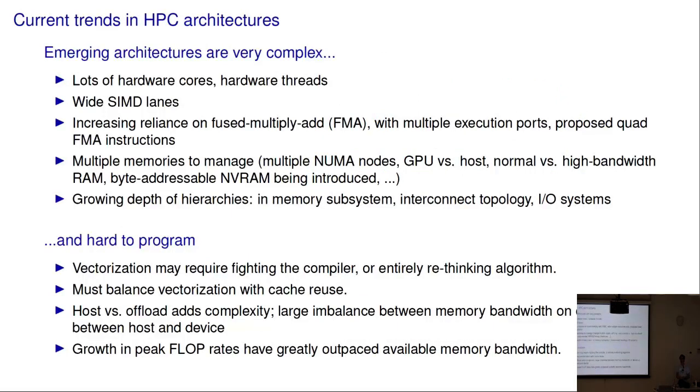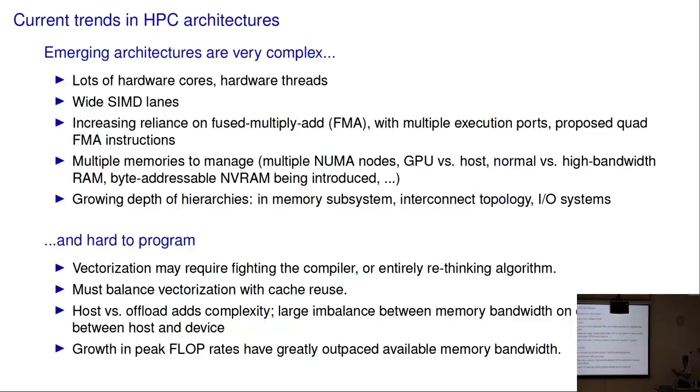So what this means in terms of practical considerations is that these emerging architectures that are coming out in the last several years are getting pretty complex. You've got a lot of hardware cores, a lot of hardware threads. You have wide SIMD registers. You've got increasing reliance on things like fused multiply add units, with multiple execution ports. Intel is proposing a quad FMA instruction, so you have 4 packed FMAs for a special instruction that does those. And you're seeing the emergence of multiple memories to manage.